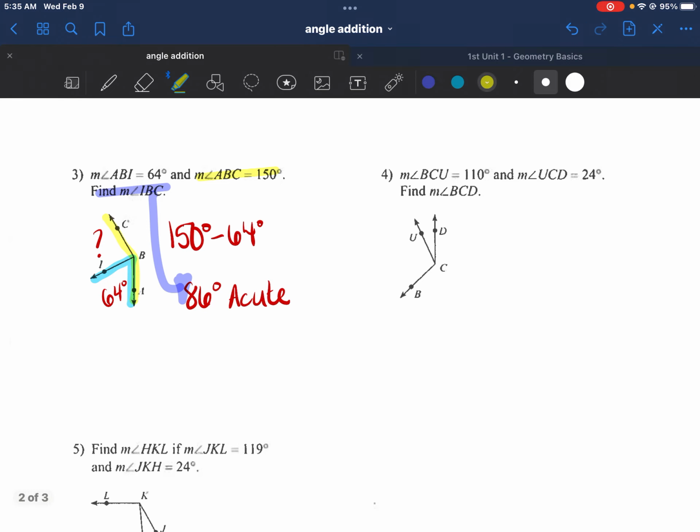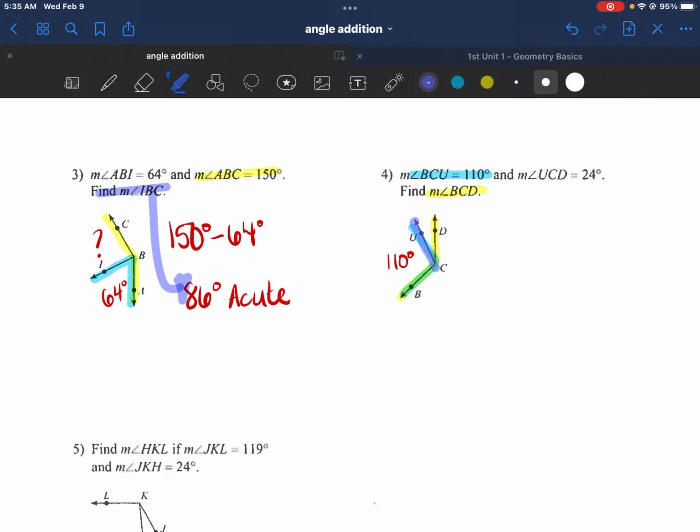So, let's see. We have BCD. I see BCD right there. Okay, that means I need to find it. So if I have to find it, that means I have to add the two smaller angles. Okay, so BCU is 110 degrees.